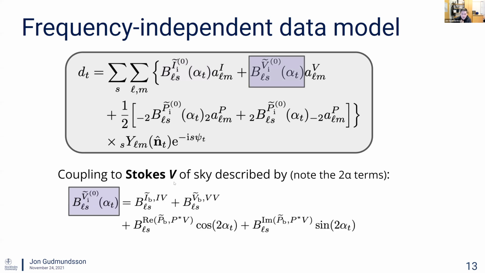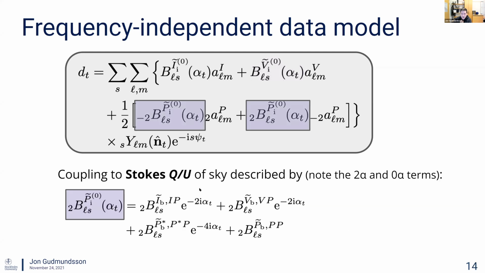The same can be said about Stokes V, because it's also a scalar field on the sky. So you get essentially the same behavior. But things get a little bit more complicated for the polarized part of the sky and the beams. So now you have terms that have a 2 alpha dependence, a 4 alpha dependence, and also a term that is not modulated by the half-wave plate.